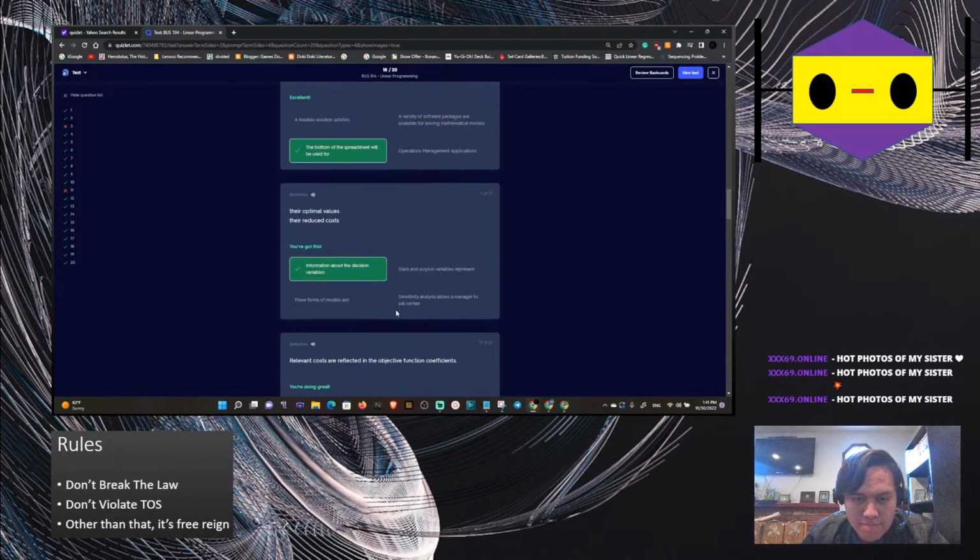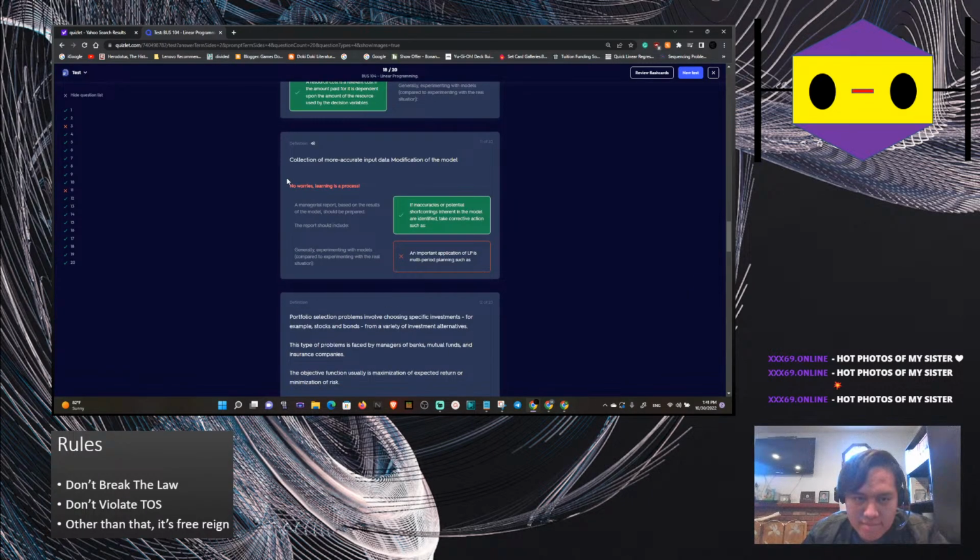And then, what was the other one? Collection of more accurate input data, modification of the model. If inaccuracies or potential shortcomings inherent to the model are identified, take corrective actions such as this. So collection. If inaccuracies or potential shortcomings in the model are identified, take corrective action. Yes. Okay, good.